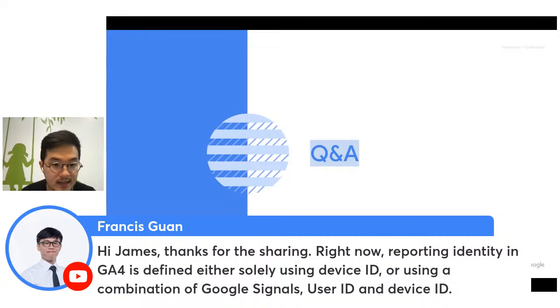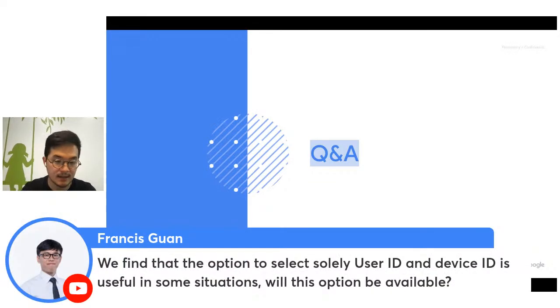Right now, reporting identity in GA4 is defined either solely using device ID or using a combination of Google Signal, user ID, and device ID.